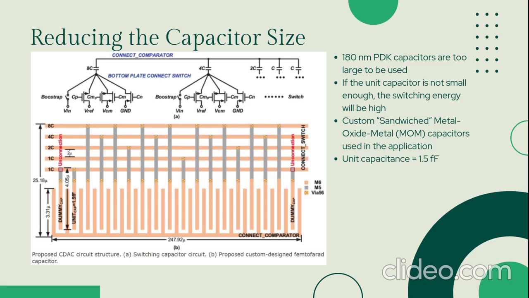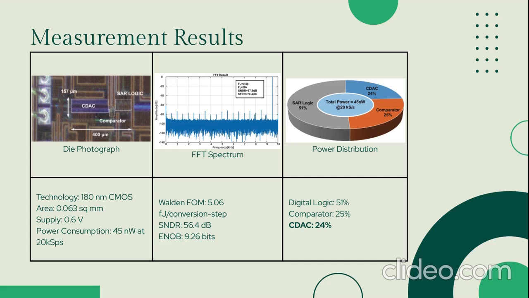As a result, the authors, instead of using the capacitors from the PDK, developed custom metal oxide metal capacitors, where capacitors are realized by having oxides as insulators sandwiched between two metal layers. This custom design helps them to achieve a unit capacitance of 1.5 femtofarad, which is very small for 180 nanometer technology. The measured results verify the low power consumption at 20 kilosamples per second.